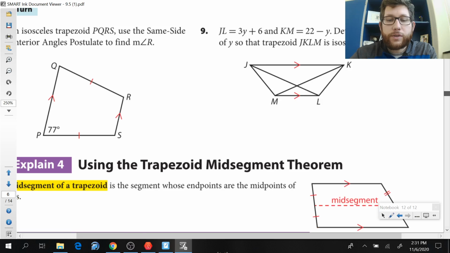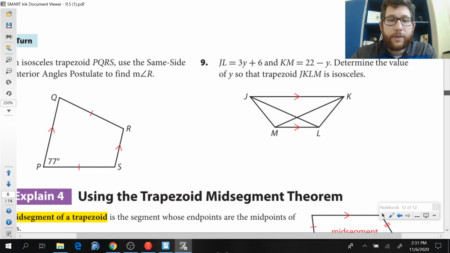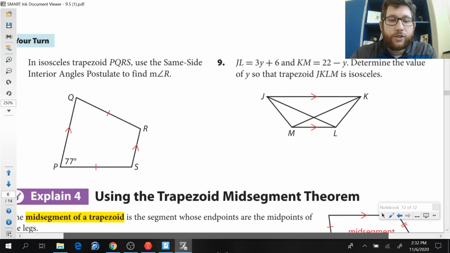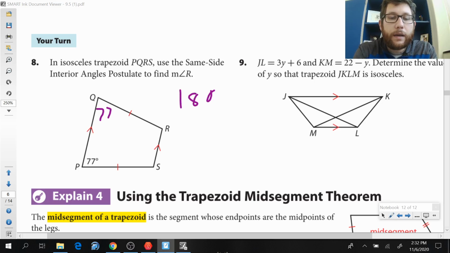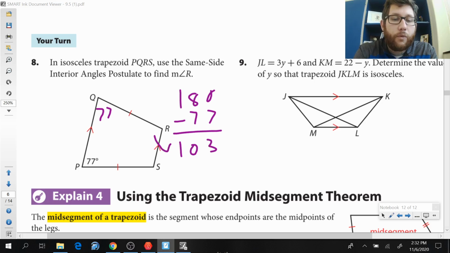And then with angles, you could have a couple of different setups. Any trapezoid works this way: the adjacent angles on one leg will always be supplementary. With an isosceles trapezoid, this works for both sets. 77 is going to match up over here, right? Because the base angles are congruent. And then these angles are supplementary, so I'm just going to do 180 minus 77. If I'm solving for angle R, like it says in the problem, I'm going to get 103 to go right there. All right?